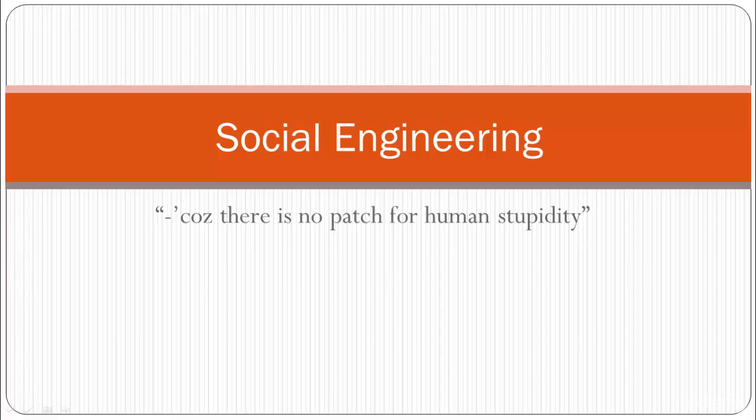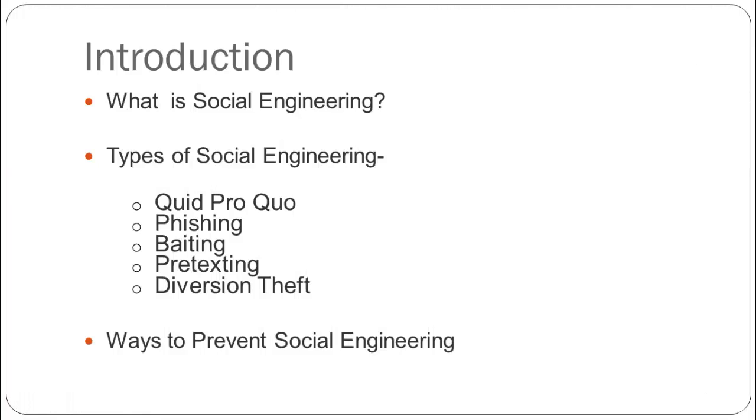So what exactly is social engineering? In this tutorial today, I will be taking you through what social engineering is, and what the different types of social engineering are. There are 5 different types: baiting, phishing, quid pro quo, pretexting, and diversion theft, which is normally conning people. And I will also cover the ways to prevent them. These are what I will be teaching you today.